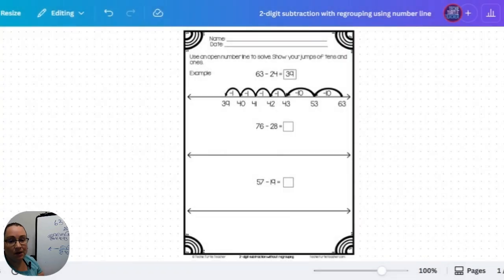Let's look at an example of a worksheet that you can use with your students. At the top of the worksheet, I have a practice problem that shows the jumps of tens and ones, so your students can practice on their own and remember how to subtract on a number line.